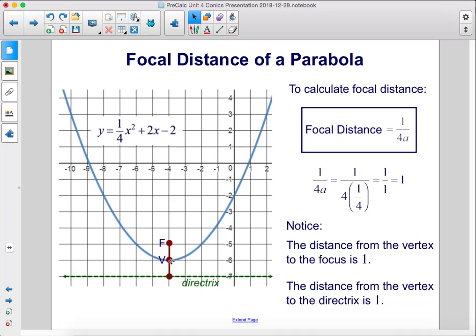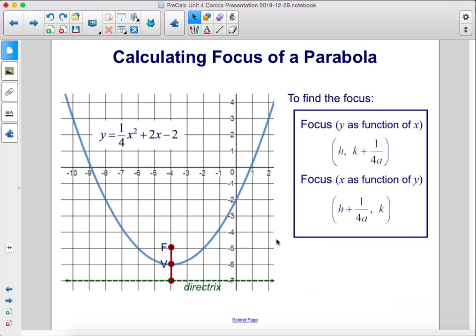And you can see right here that it is 1. It's one box. So the distance from the vertex to the focus is 1. Also, the distance from the vertex to the directrix is also 1. To find the focus when y is a function of x, use h, k plus 1 over 4a. And to find the focus when x is a function of y, it's h plus 1 over 4a, k.